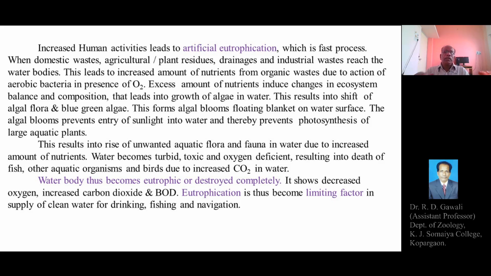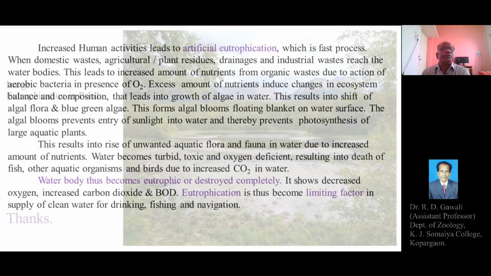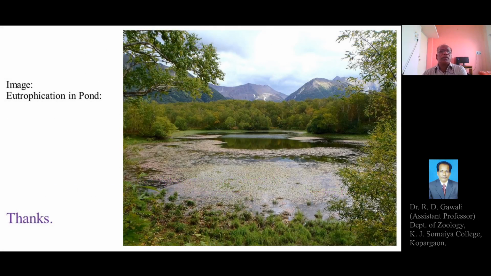So ultimately, eutrophication leads to the total destruction of the pond, and thus this becomes a limiting factor in the supply of clean water for drinking, fishing, and navigation. Then this is the image showing eutrophication in a pond.